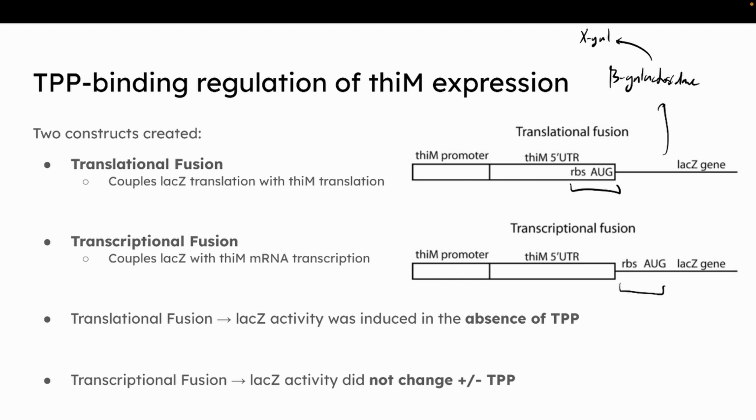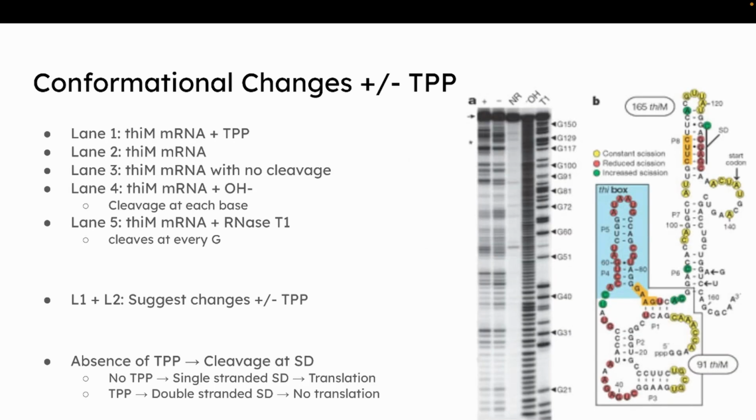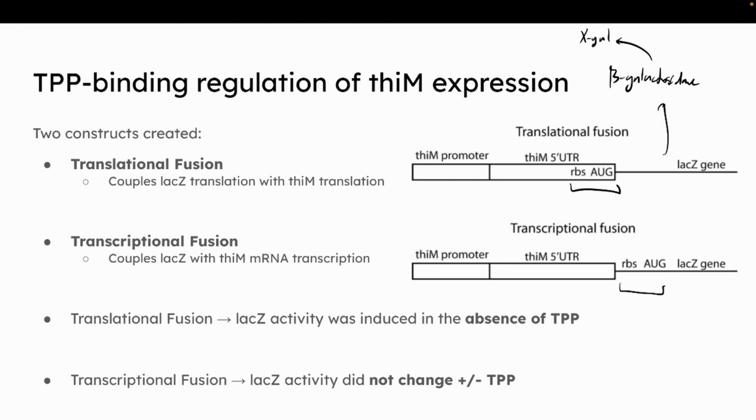And so consistent with what we've been thinking, right? In the translational fusion, in the absence of TPP, we got LacZ activity, which implies that this ribosome binding site was available to be bound only when there was no TPP bound there. And that's sort of what we saw before, right? We guessed that when there was no TPP, we got cleavage at the Shine-Dalgarno sequence, implying that it was single-stranded. And here we actually see that ribosomes can indeed bind when there is no TPP. That's basically what this experiment was showing.